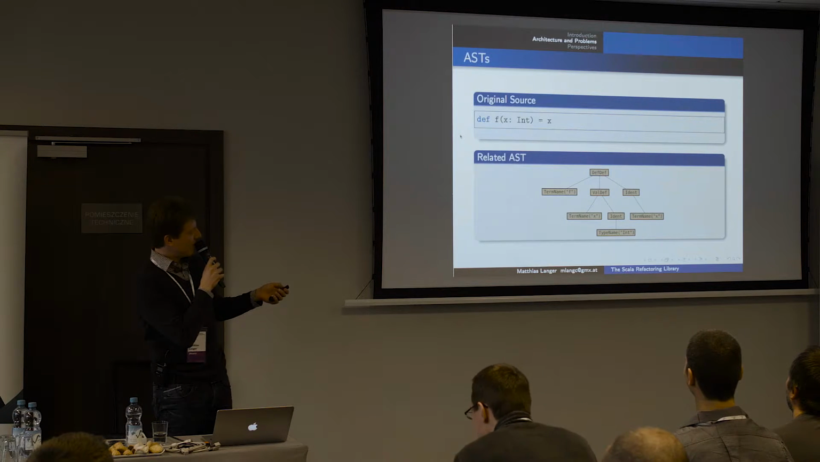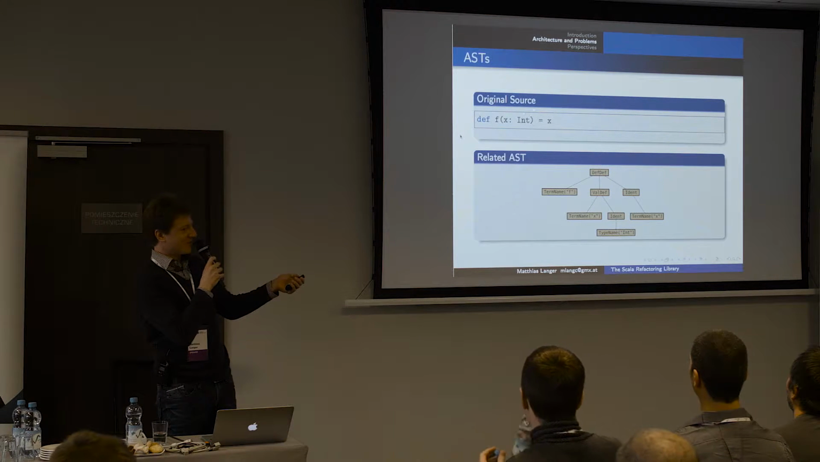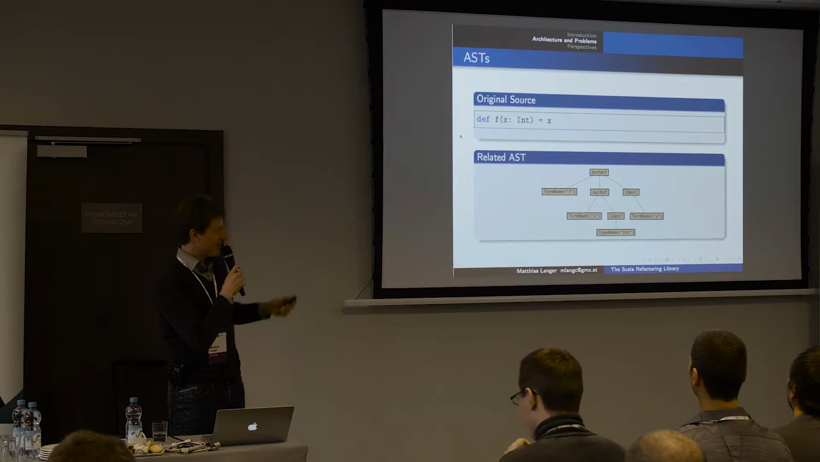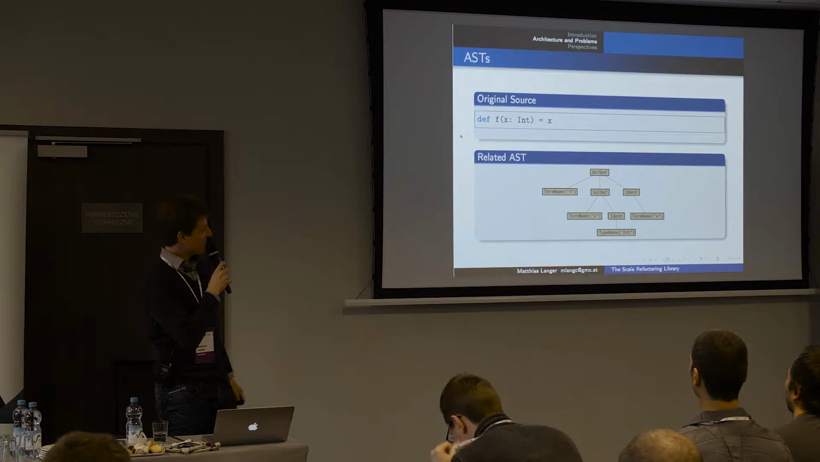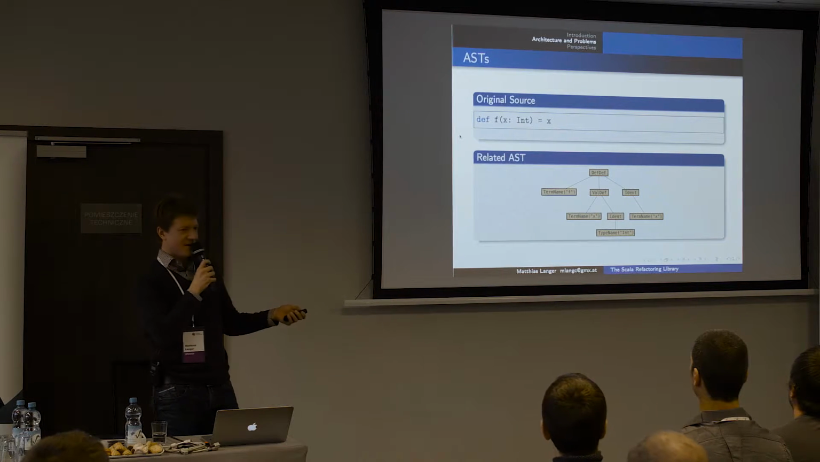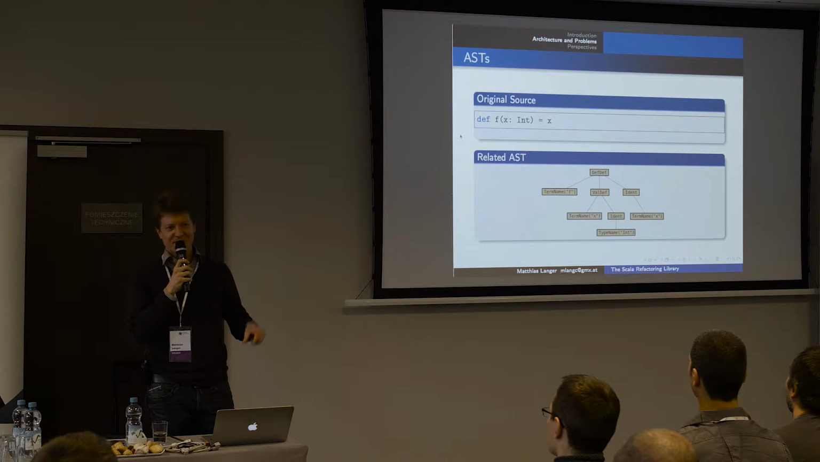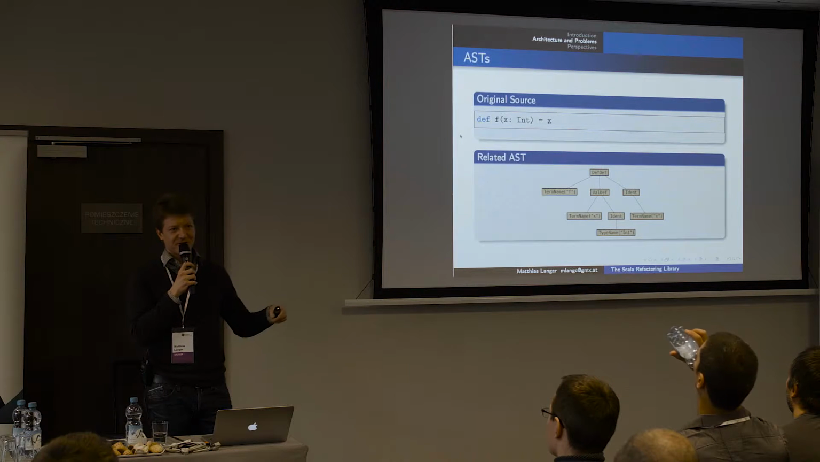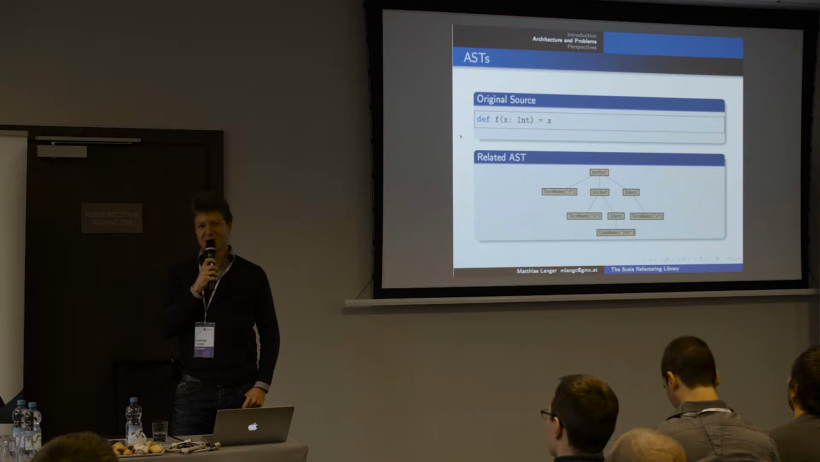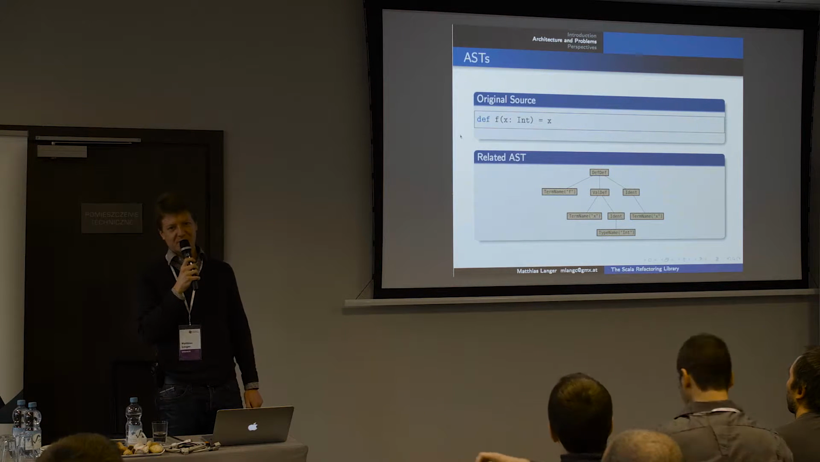On the top of the slide, you see a very basic identity function that operates on integers. And below, you see a simplified version of the related abstract syntax tree as it is generated by the Scala compiler. And maybe I should also mention, for those of you who are not so much into compiler internals, that abstract syntax trees are generally tree-based data structures that are used by compilers to represent source code and programs.